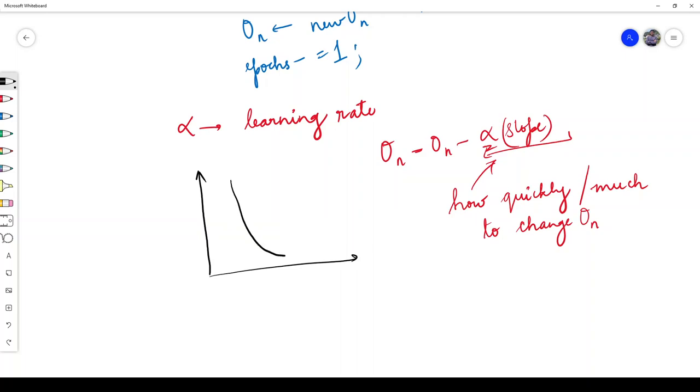So, this is the curve. Let's say we are starting at this point, and we need to reach this point here, because this is where we need to be. If you have, let's say, alpha equals 0.01, the steps you're going to take are going to be like this. This is iteration 1, iteration 2, iteration 3, 4, 5, 6, 7, 8. Let's assume in 9 iterations it will reach the minima.